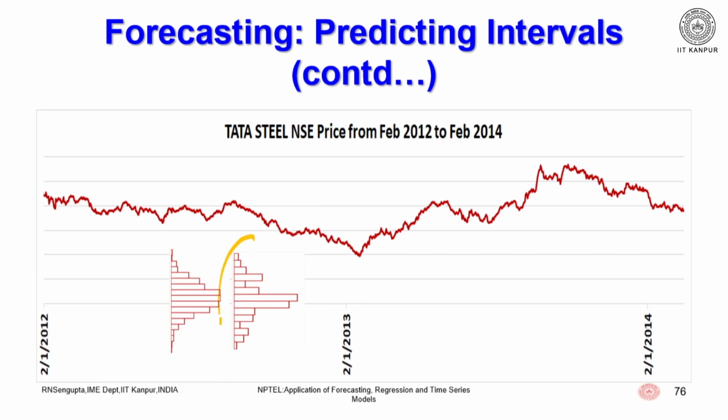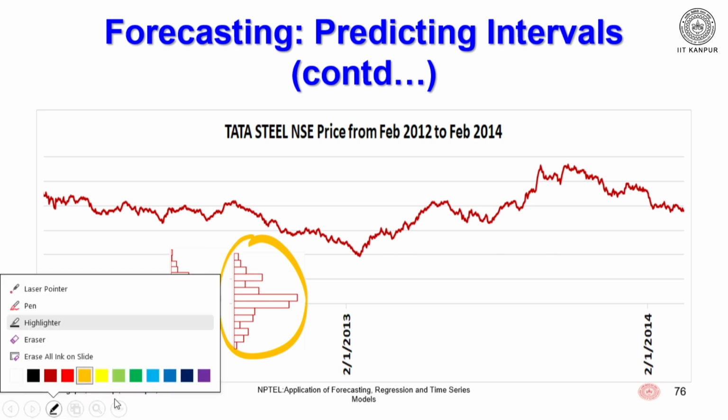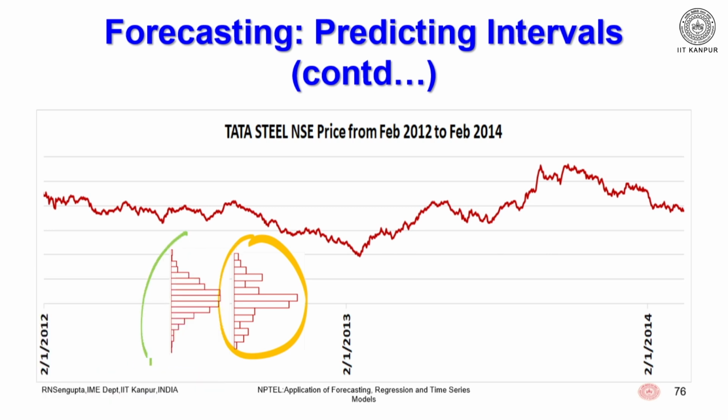The first one is here, which I am circling with orange. The second one is the one which I am circling in green. What is the orange one? The orange one, if I plot only the distribution, is the histogram plot for the Tata Steel price.